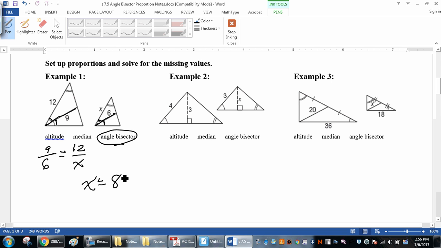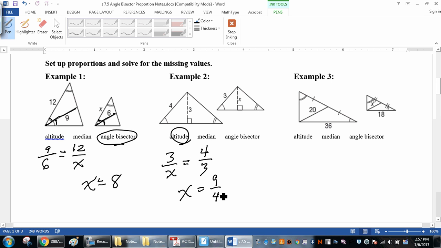All right, next one. I see a segment going from a vertex making a right angle. That's an altitude. Notice we have altitudes in both triangles. Our altitude in the larger triangle is 3 over the altitude in the smaller triangle equals side in the larger triangle, side in the smaller triangle. Again, cross multiply and solve. We get x equals 9/4. Don't worry about the fraction.